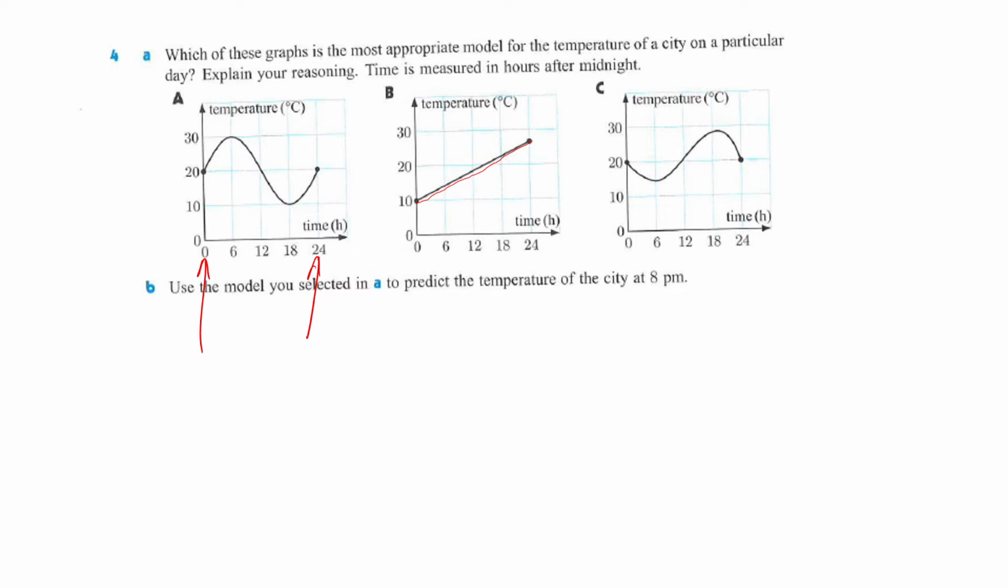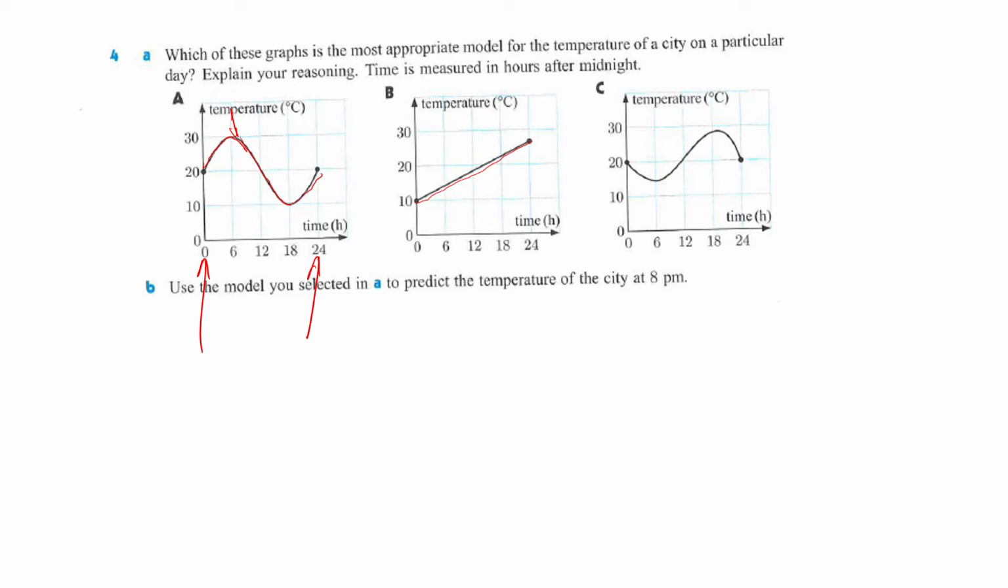So let's look at these two models. This first one, we're starting at midnight and the temperature is going up, and at about 6 a.m. that would be the highest temperature. Then it starts falling until about 6 p.m., and then it starts rising again. We know that's typically not how a day works.